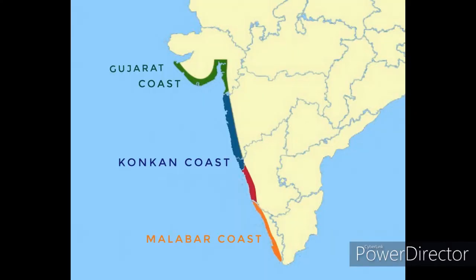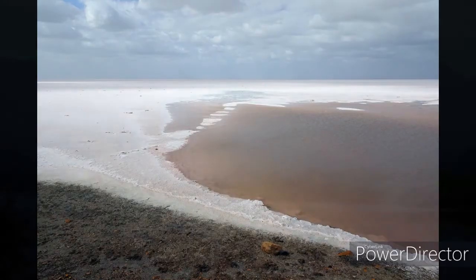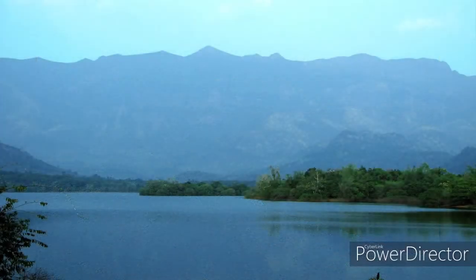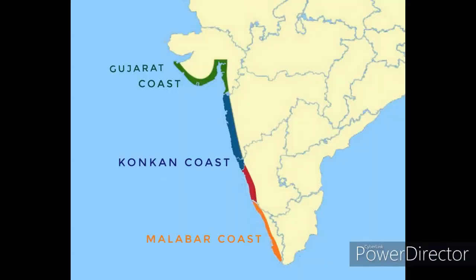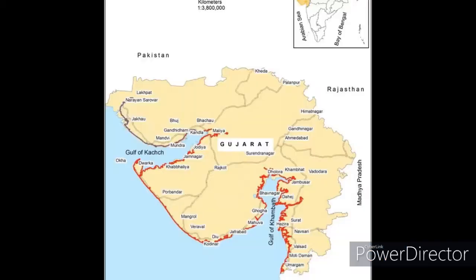The Western Coastal Plains. The Western Coastal Plains starts from Gujarat and ends at Kanyakumari. It lies between the Western Ghats and the Arabian Sea. It can be divided into three parts: Gujarat Coast, Konkan Coast, and Malabar Coast. The Gujarat coast lies in the northern part. It lies between the Gulf of Kutch and the Gulf of Khambhat.